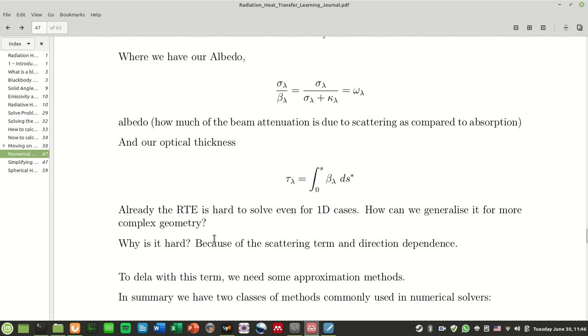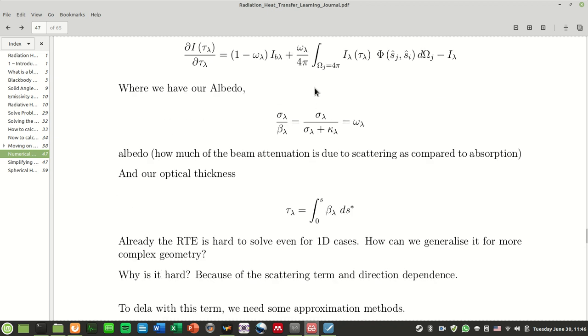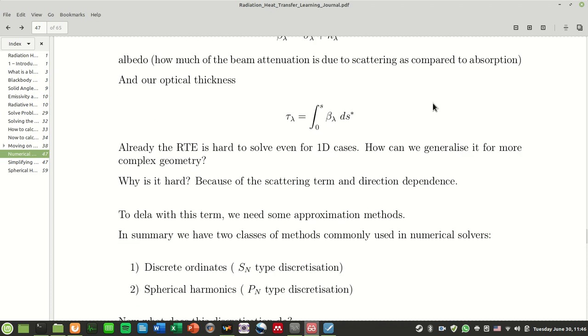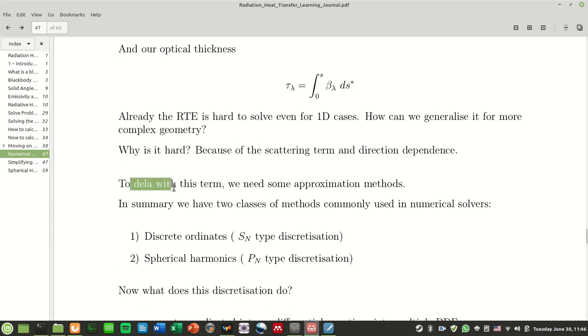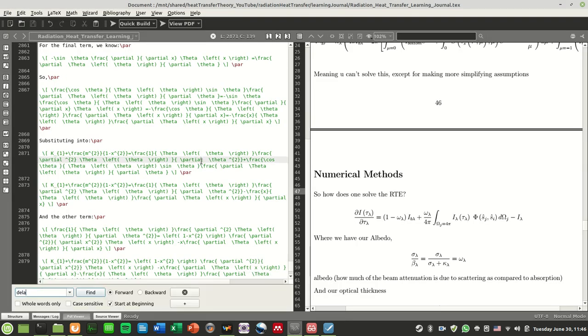So long and short of it, just like the Navier-Stokes equation in fluid mechanics, for radiation heat transfer you also have to use some numerical methods. But even with those numerical methods, you still have to deal with this integral term. And how do we do this? To deal with it, we need the delta symbol, so let's find where delta is.